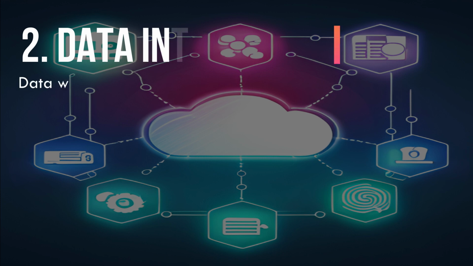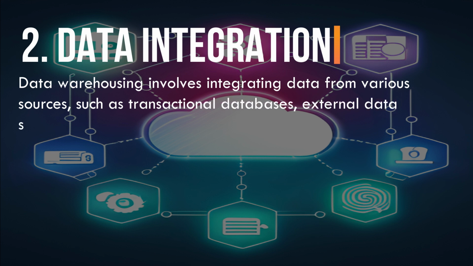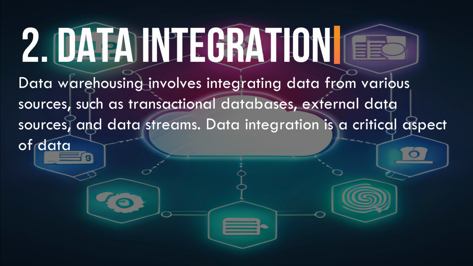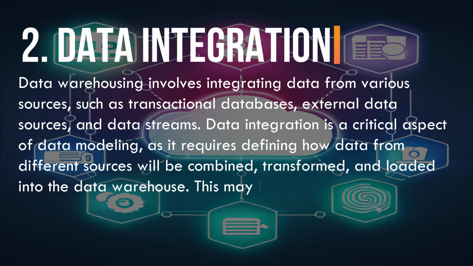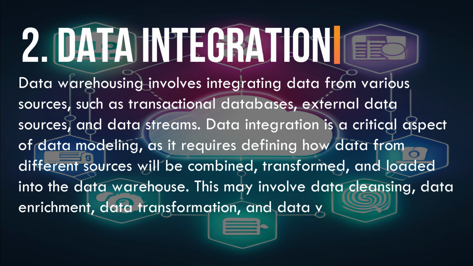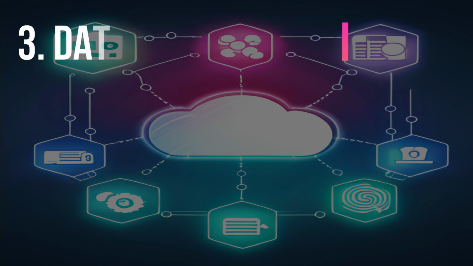2. Data integration. Data warehousing involves integrating data from various sources, such as transactional databases, external data sources, and data streams. Data integration is a critical aspect of data modeling, as it requires defining how data from different sources will be combined, transformed, and loaded into the data warehouse. This may involve data cleansing, data enrichment, data transformation, and data validation processes to ensure data quality and consistency in the data warehouse.